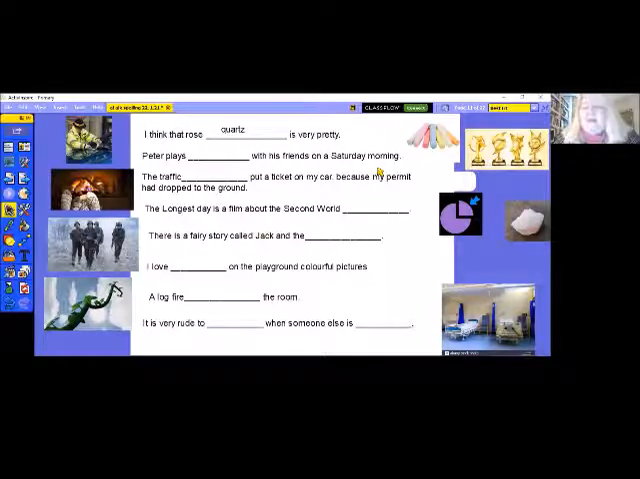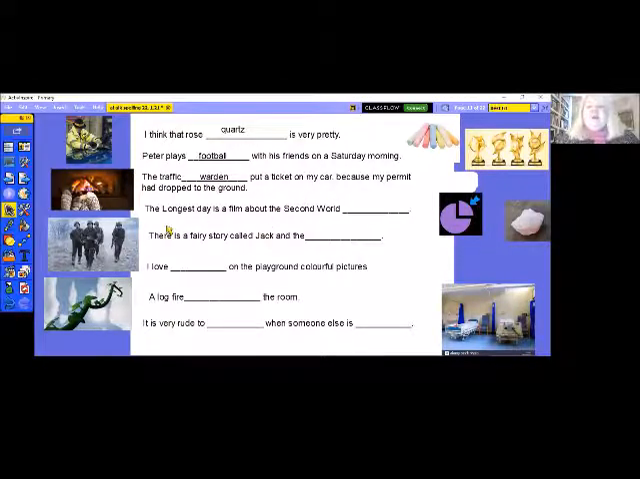Peter plays something with his friends on Saturday morning. Peter plays football. Football. Can you hear? It sounds like an or. Let's have a look. Football. Did you spell it correctly? I hope you did. The traffic something put a ticket on my car because my permit had dropped to the ground. That's exactly what happened to me a few weeks ago. I got a ticket because my permit had fallen off. The traffic, yes, it's warden. There she is. Do you spell warden like that?